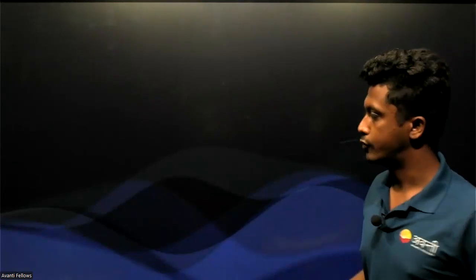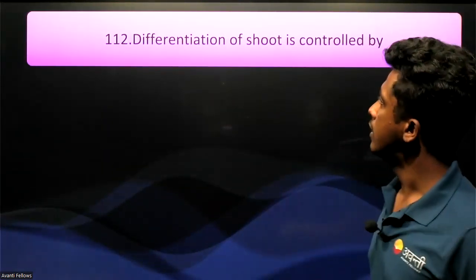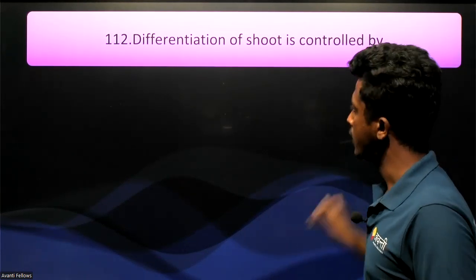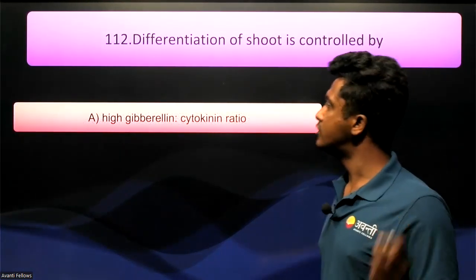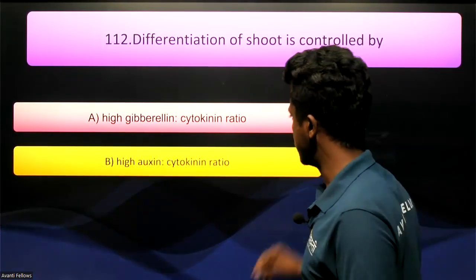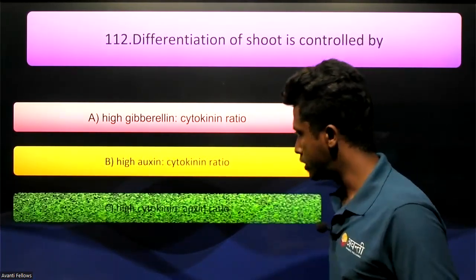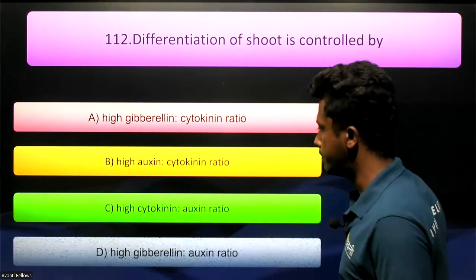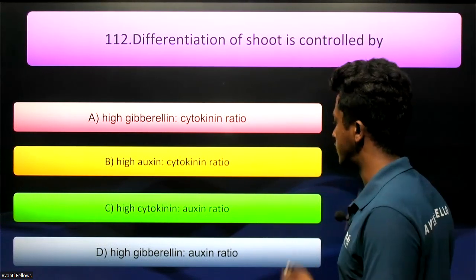So let's go for the next question. In the next question, 112th question, differentiation of shoot is controlled by. So the first option is higher gibberellin to cytokinin concentration. Next, high auxin to cytokinin concentration. Next one is high cytokinin to auxin ratio. Okay. Next one is high gibberellin to auxin ratio.